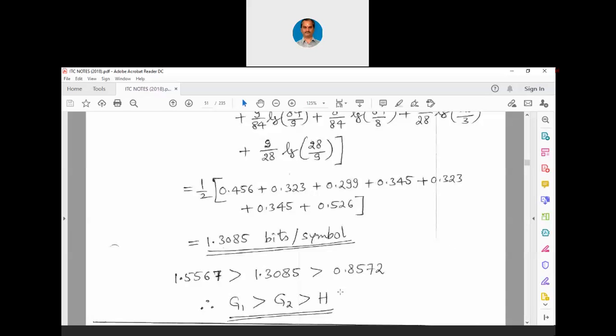If R is lesser, then automatically R can match with C, the channel capacity. And if R matches with C, we can always detect the error and correct the error at the receiver based on the channel coding theorem's statement.